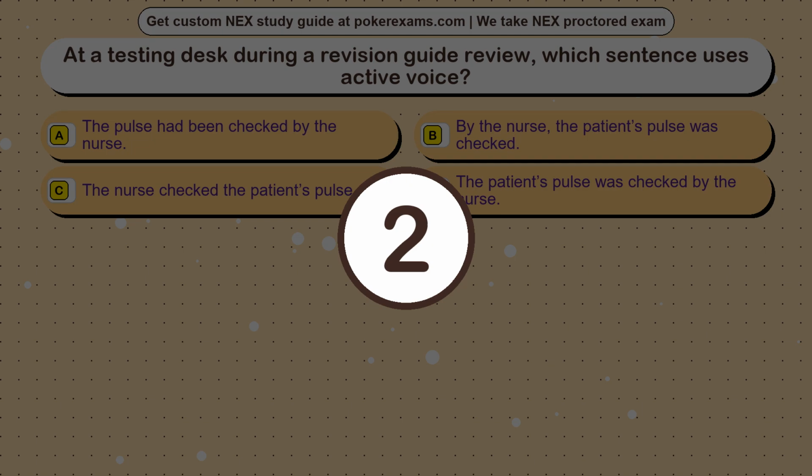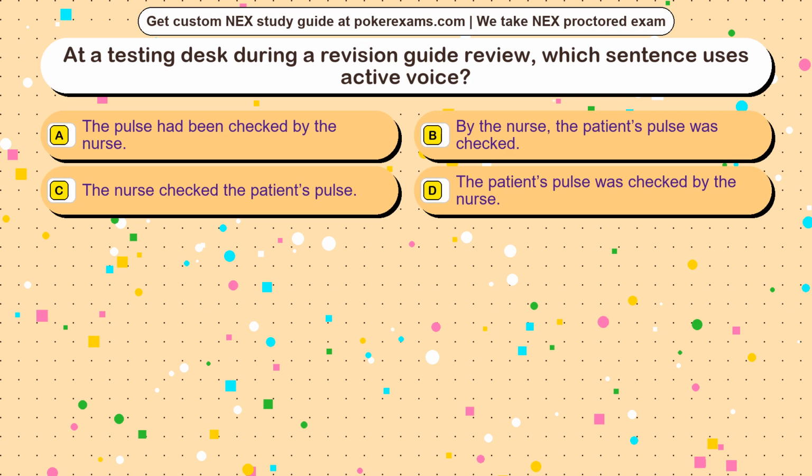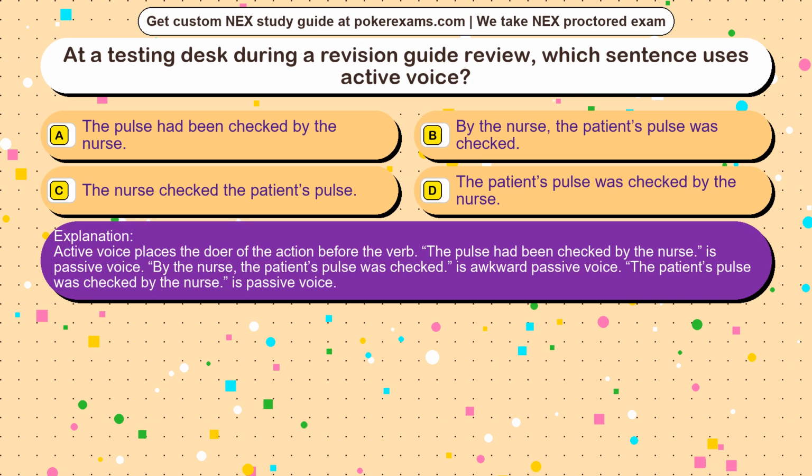The correct answer is option. Active voice places the doer of the action before the verb. The pulse had been checked by the nurse is passive voice. By the nurse, the patient's pulse was checked is awkward passive voice. The patient's pulse was checked by the nurse is passive voice.